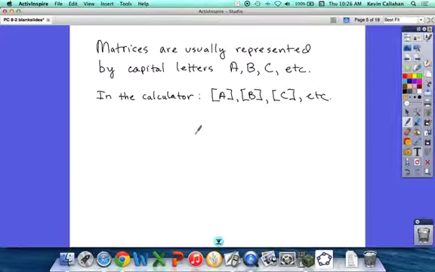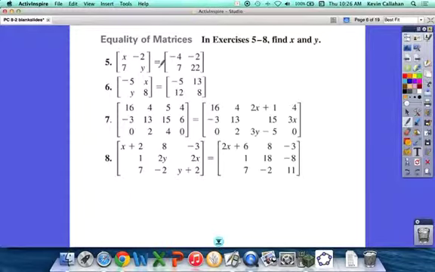Now, for matrices to be equal to each other, all the corresponding entries have to be equal to each other. So in these here, if you had to solve for the x and the y, you know that if this matrix is clearly written that it's equal to this matrix, then what is the value of x? Then you would have to say that the x equals -4 and the y equals 22. In the second one, x equals 13 and the y equals 12.